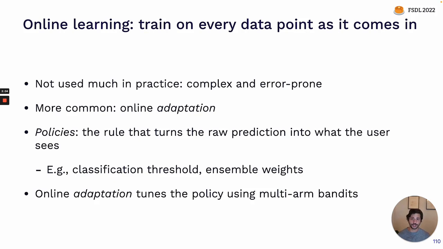In online adaptation, rather than retraining the model on each new data point as it comes in, instead we use an algorithm like multi-arm bandits to tune the weights of this policy online as more data comes in. So if your data changes really frequently in practice, or you have a hard time training your model frequently enough to adapt to it, then online adaptation is definitely worth looking into.